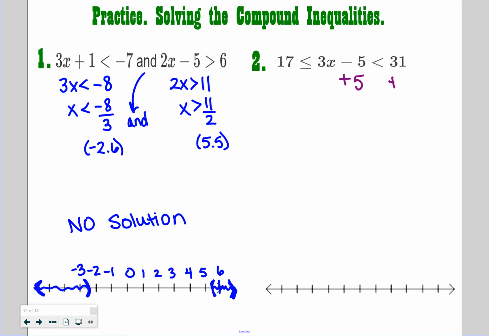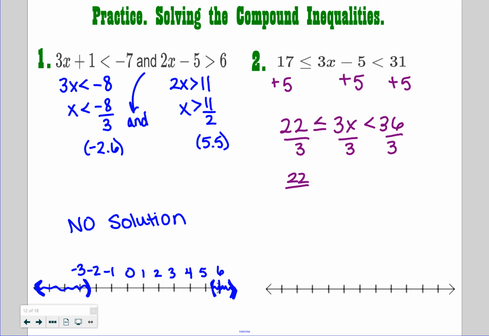So you should have added 5 on each piece. That gives me 22 less than or equal to 3x less than 36, and then divide all 3 pieces by 3. So I have 22/3, which by the way is 7 1/3, if that helps, less than or equal to x less than 12. My inequality symbols are pointing in the same direction at the smaller number, so this is our solution.